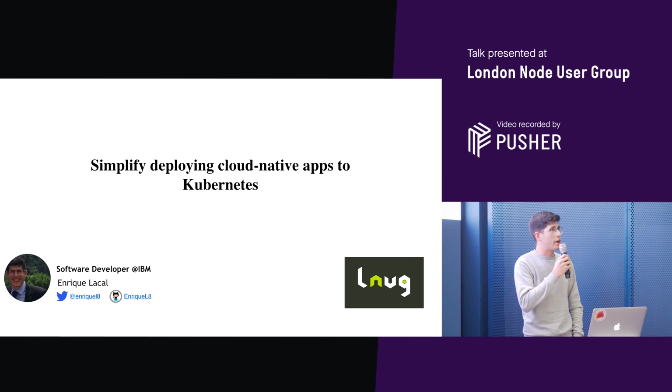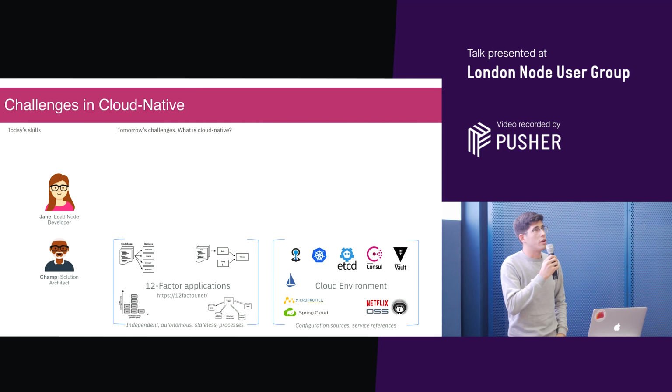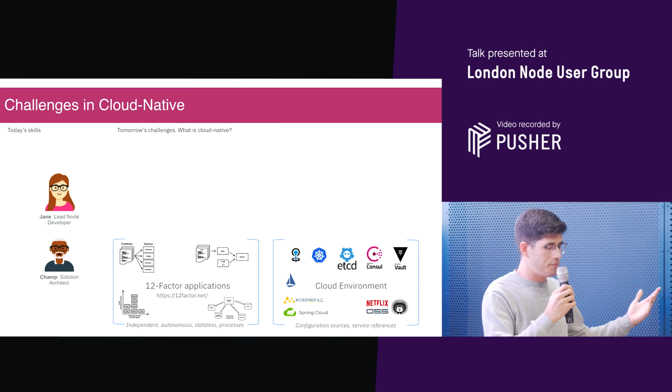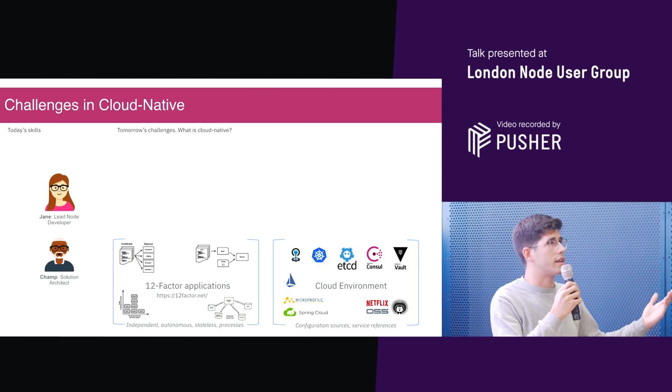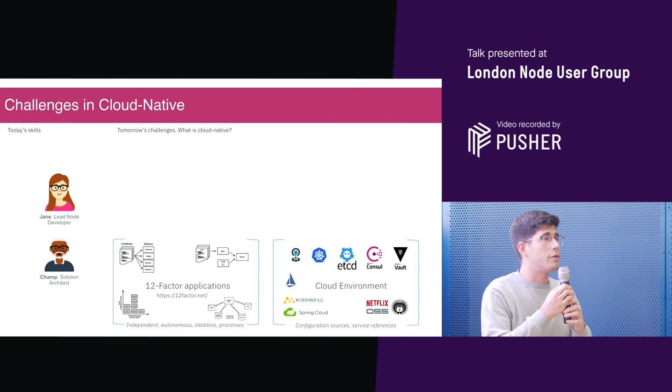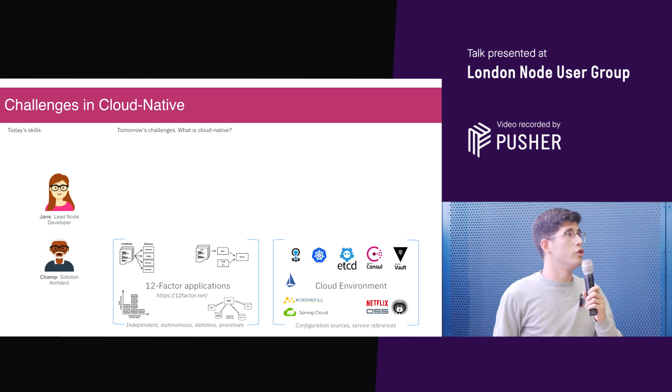Talking with enterprises at IBM, it's quite difficult to deploy cloud-native applications within a huge company. So here I'm going to introduce two personas. One is Jane, let's say our lead Node developer in a team. And then we have Champ, who is a solution architect. Champ specifies the distributed systems, and to what cloud environments we need to deploy.